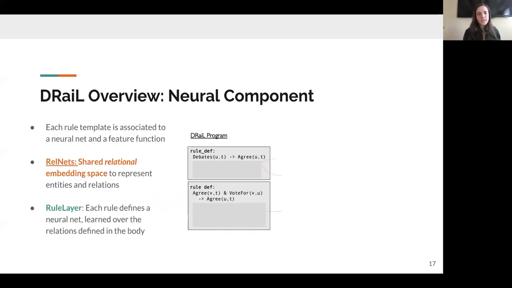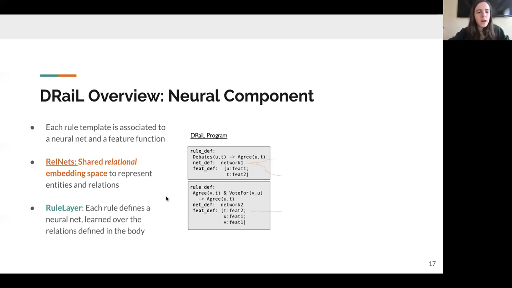And then the neural component is that each rule template is going to be associated with a neural net and a feature function. So let's say for rule 1, I'm going to associate it with this network. This network can be any network that you can think of to represent that. And then a feature function is the input to that network. So the user is going to have some features and the topic is going to have some features. In the case of the user, it could be, as we talked about, the gender, the age, any other information that they may have provided in their profiles. And for the topic, it's the text. So it's a sentence of what is the argument being debated. For example, should semi-automatic assault weapons be banned or not? That can be a topic.